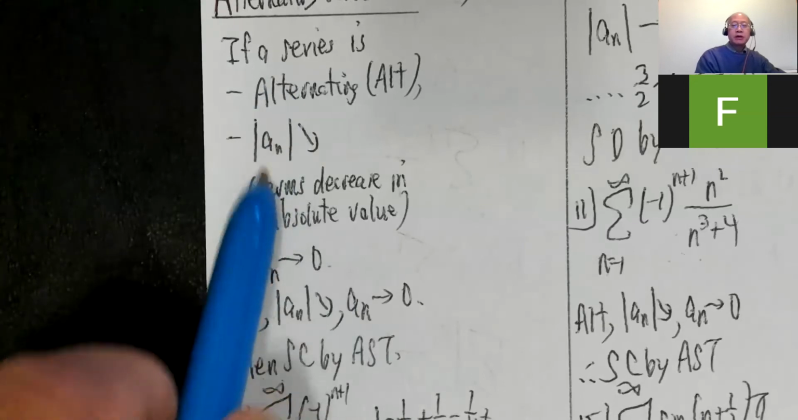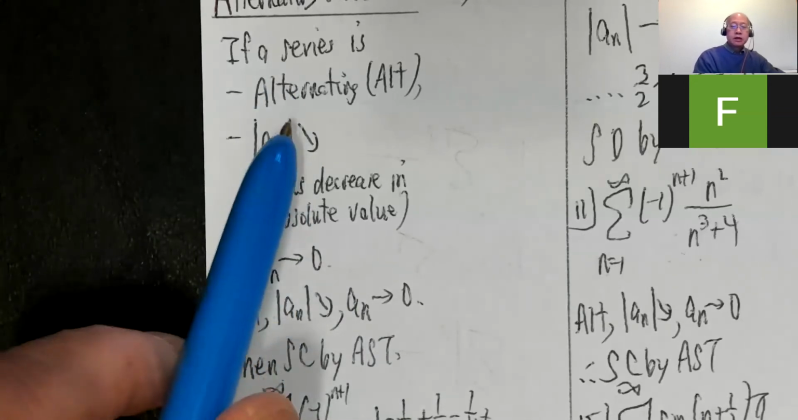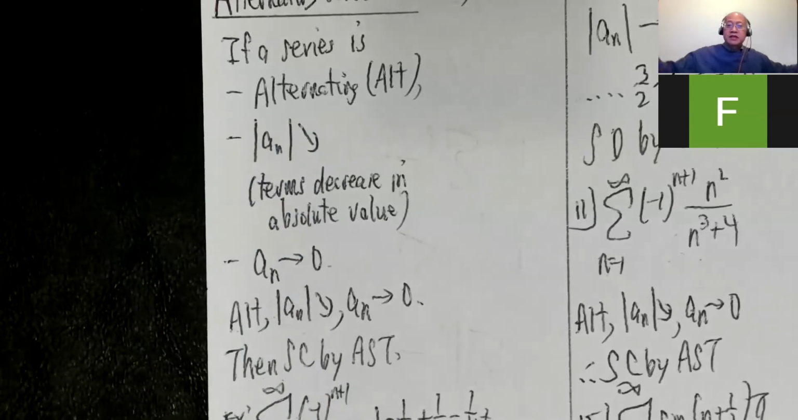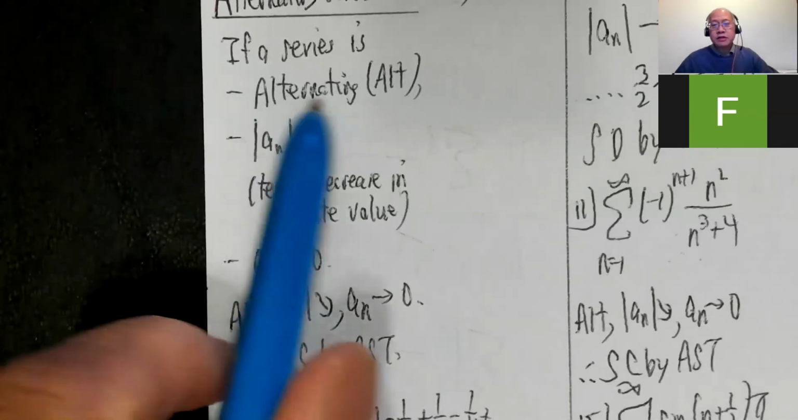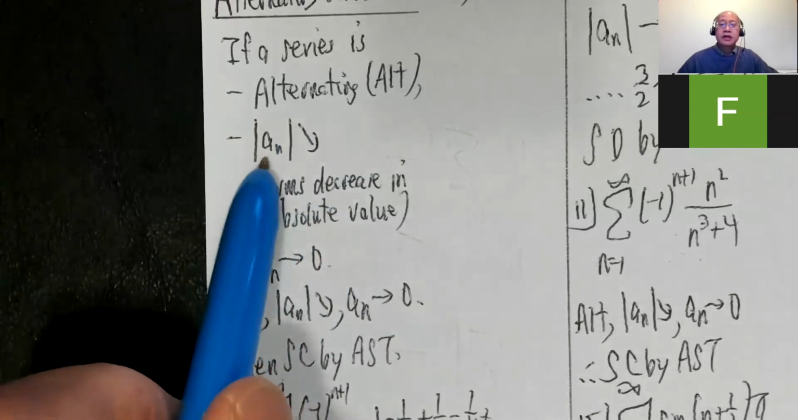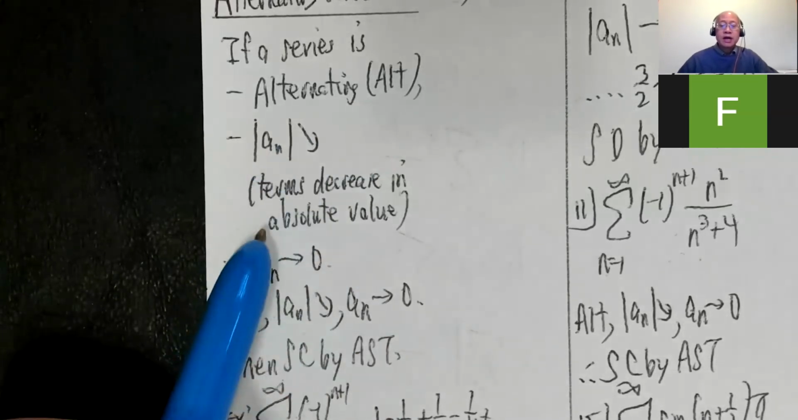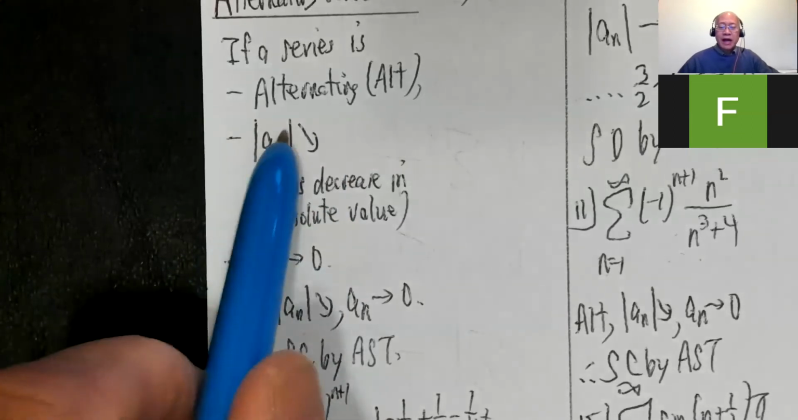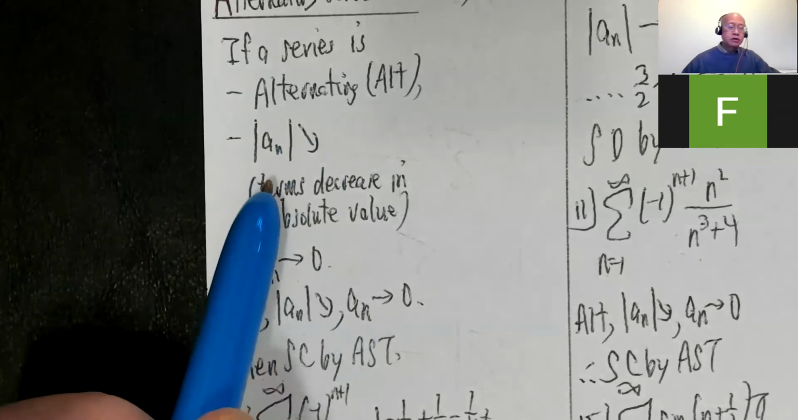Okay, so if these 3 hypotheses are satisfied, the series is alternating. Clearly, if you don't see the series as alternating, you can't use the alternating series test. Kind of obvious. It's got to be alternating. The terms get smaller in absolute value. Terms decrease in absolute value, and they approach 0. Has to be absolute value. Okay, and there's a good reason for that.